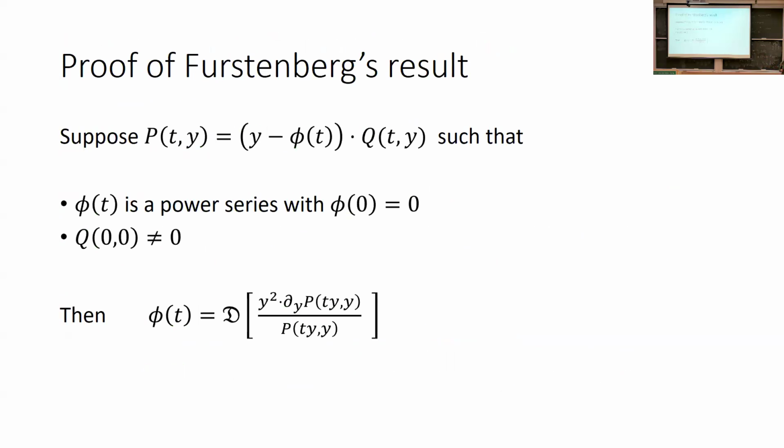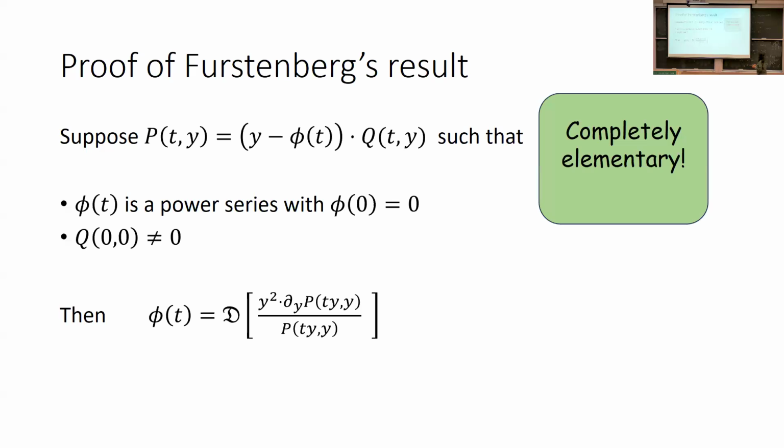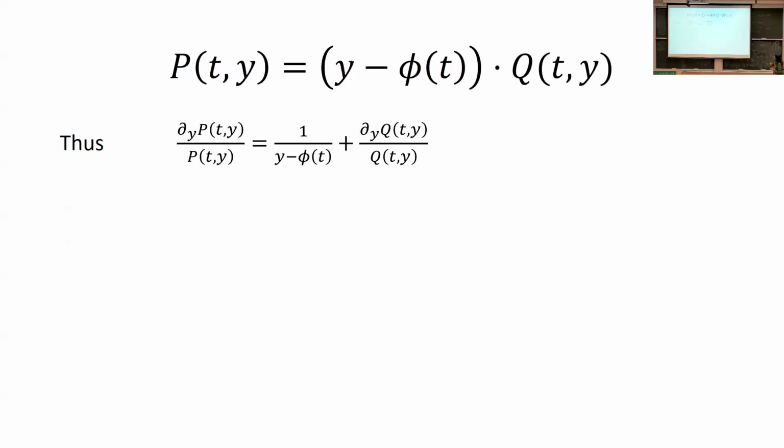Let me flash the one slide proof of Furstenberg's result. Okay, so I wanted to prove that if the roots of a bivariate polynomial have this simple, nice expression, one shot. And so P of Ty is y minus phi of t times Q of Ty. Let's take derivatives of both sides, apply the product rule, and divide both sides by P of Ty.